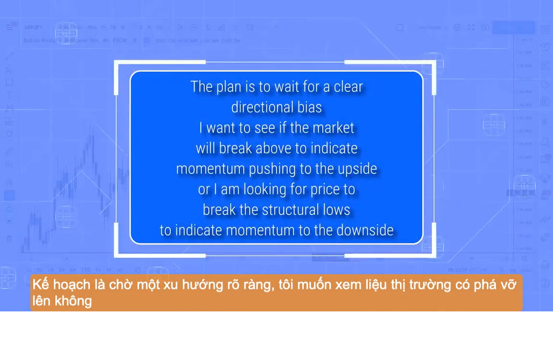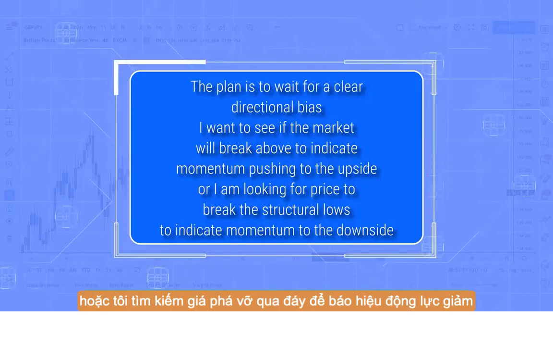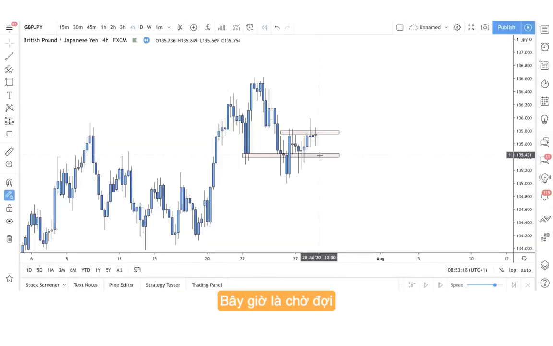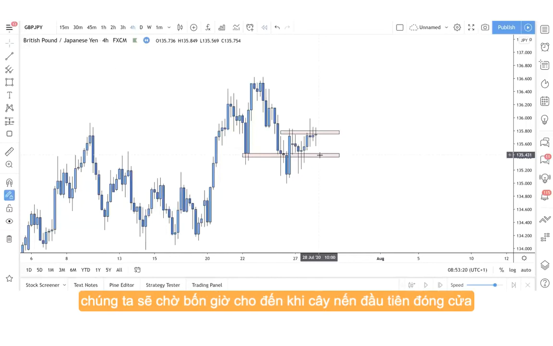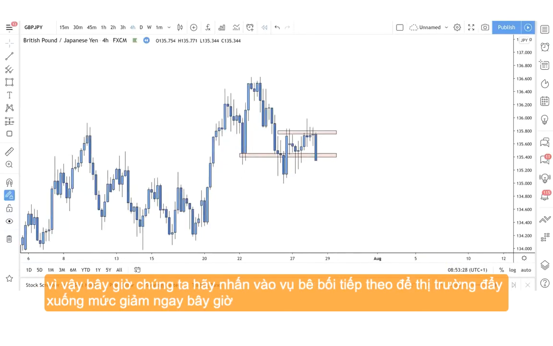I want to see if the market will break above to indicate momentum pushing to the upside, or I'm looking for price to break the structural lows to indicate momentum to the downside. Now, clearly this is on a replay mode because if I was to do this in live markets, we'd be looking at 4 hours until the first candle closes and I get my directional bias. So just work with me on this, okay? So now let's press the next candle.